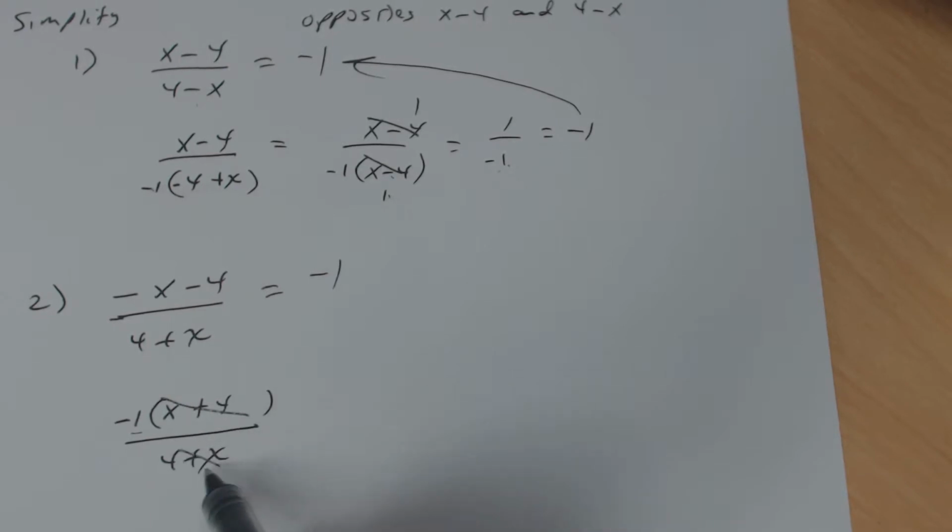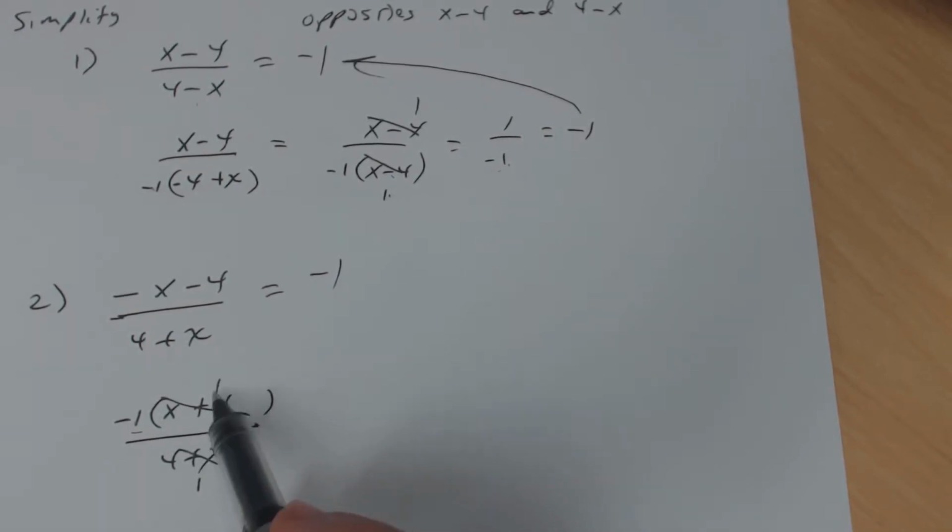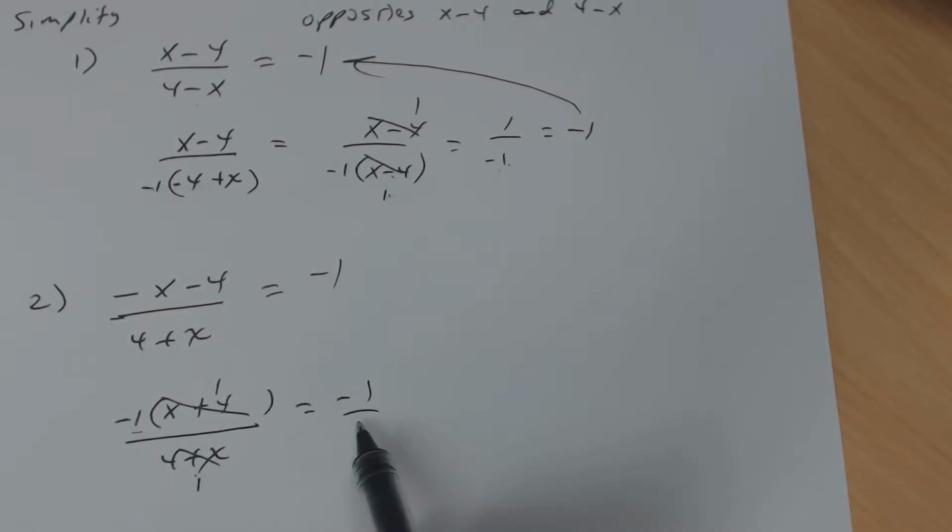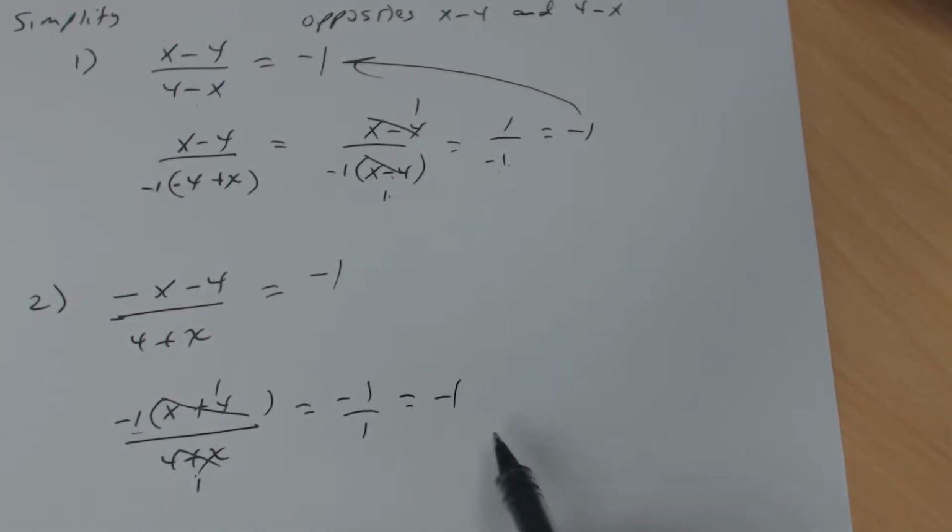So right off the bat, I can reduce those. When I divide them out, I'm left with one in their places. Negative 1 times 1 is a negative 1. 1 down here. Negative 1 divided by negative 1 is a negative 1. And you're done. All right?